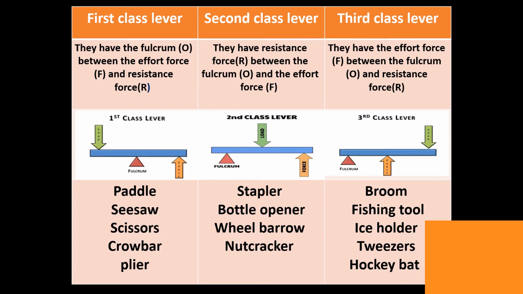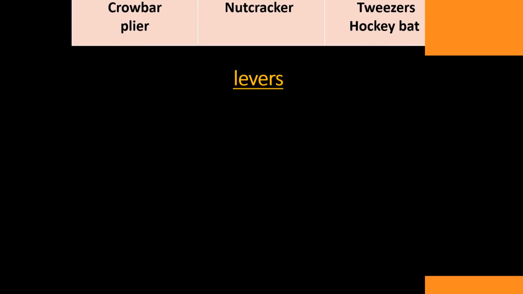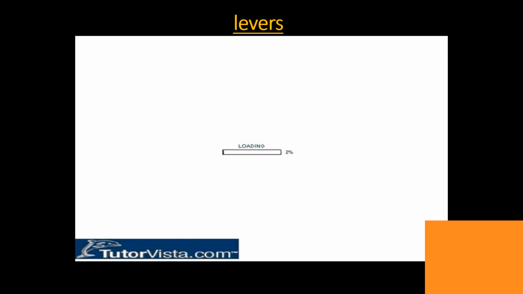The examples of first-class levers: paddle, seesaw, scissors, crowbar, plier. Second-class levers: stapler, bottle opener, wheelbarrow, nut cracker. Third-class levers: manual broom, fishing tool, ice holder, tweezers, hockey bat. Okay, let's start this video.